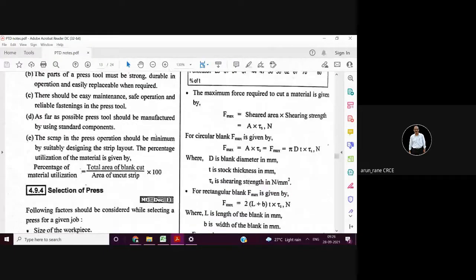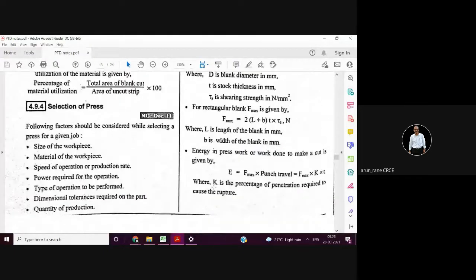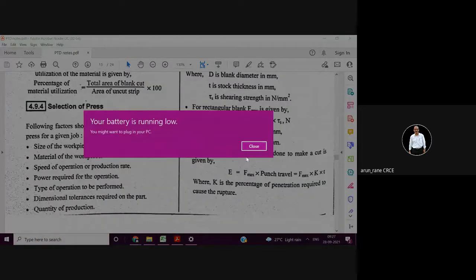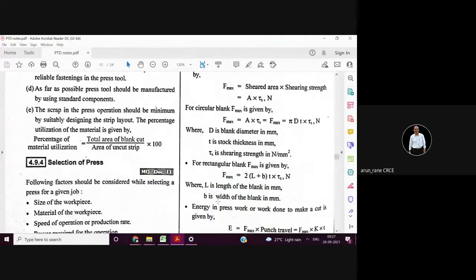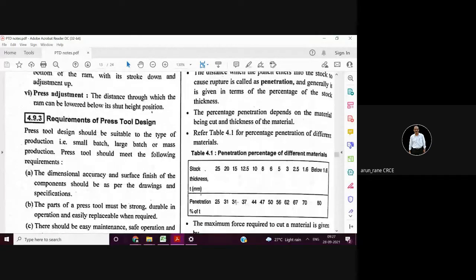So the selection of the press depends on this. What is the size of the workpiece? What is the material? What production rate do you want? What is the power required? What are the types of operations? Then dimensional tolerances. Based on this you can take the decision to select the press.